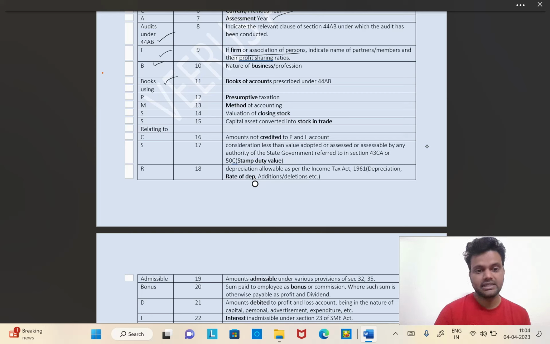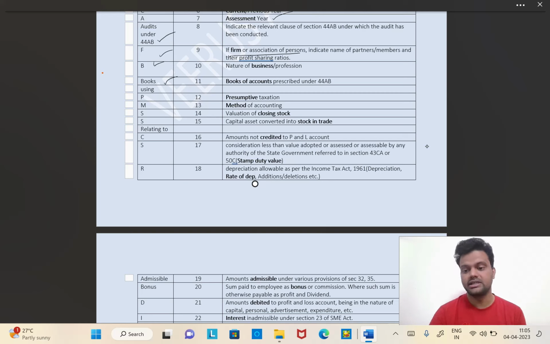And CSR. Under CSR, C means not credited to P&L account, like duty drawbacks, escalation claims, etc. Those will come under this clause, clause number 16. And S means stamp duty value. When the consideration is less than the stamp duty value, the stamp duty value will be adopted. That is the meaning of S, stamp duty.